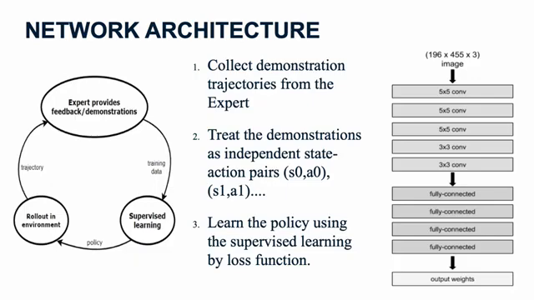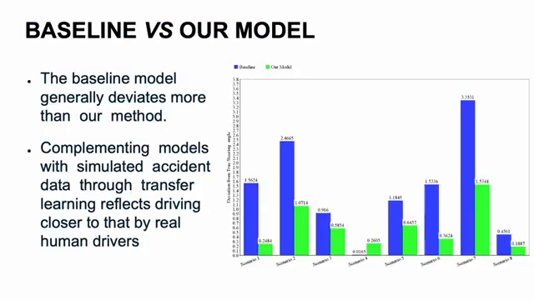The network architecture is shown here. We collect the demonstration trajectory from an expert, treat the demonstration as independent state-action pairs, and learn the policy using supervised learning with loss functions. The network has an image input, as you can see there, through a stack of convolution layers and fully connected layers, and outputs the weights. These weights are then transferred from the simulation-based learning model to a hybrid model that uses both the real-world data and the transferred weights. We compare our model against the baseline.